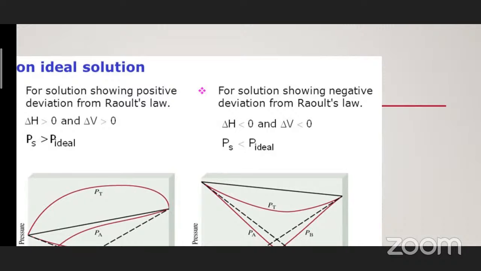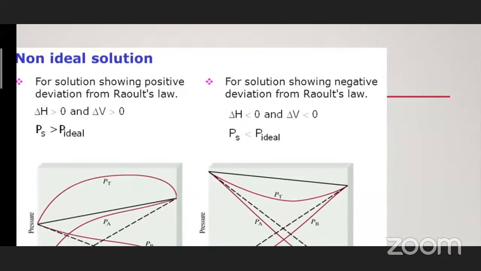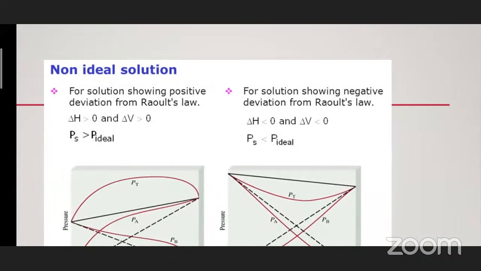And for negative deviation solutions, delta H is less than 0, delta V is less than 0, and the vapor pressure of the solution is lesser than the vapor pressure of the ideal solution. That means as expected by Raoult's law.